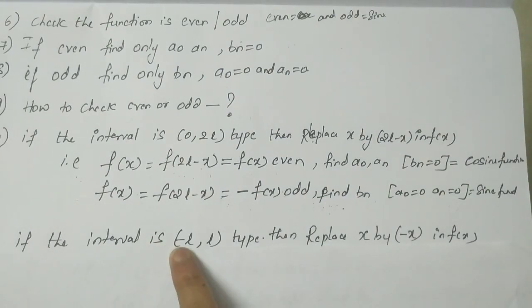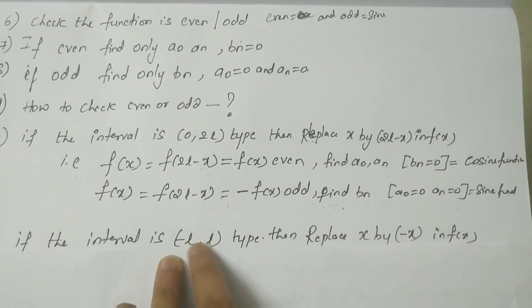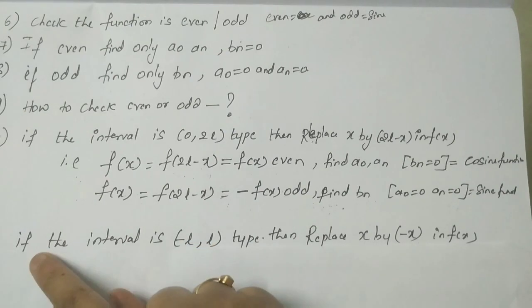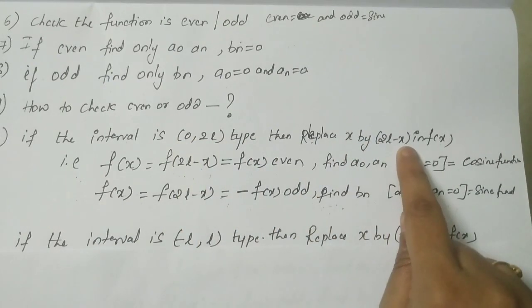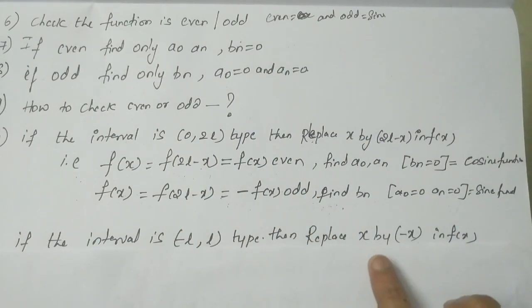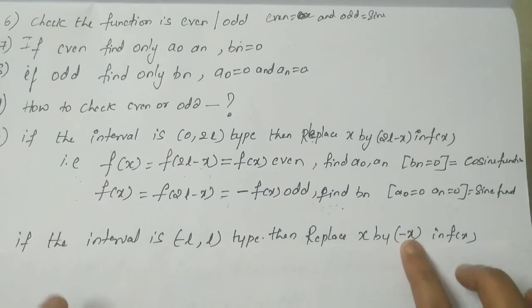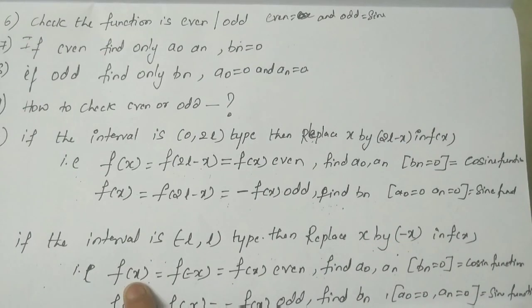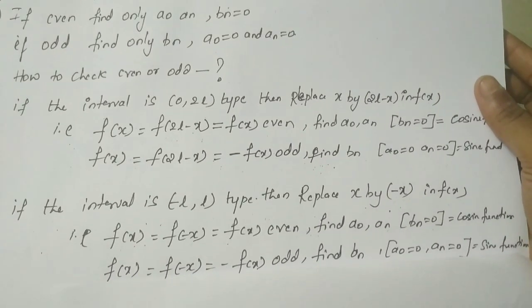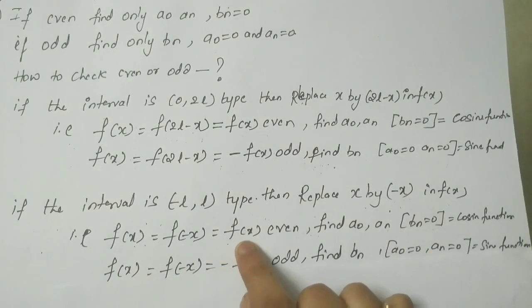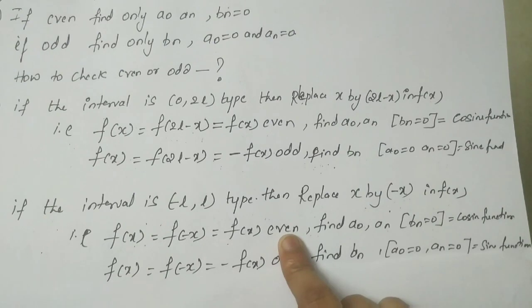If suppose you have an interval of the form minus l to l, you can check the length of the interval. L minus of minus l will be 2l. Always it has to satisfy the 2l property, right? If the interval is minus l to l, here, instead of replacing x by 2l minus x, you have to just replace x by minus x in the function. When you replace x by minus x, if you get back the function without any sign difference, then it is even.